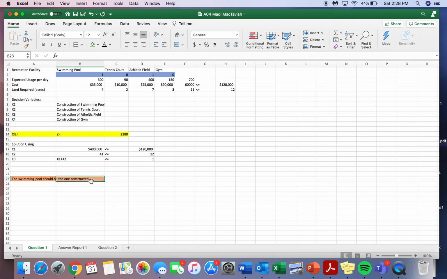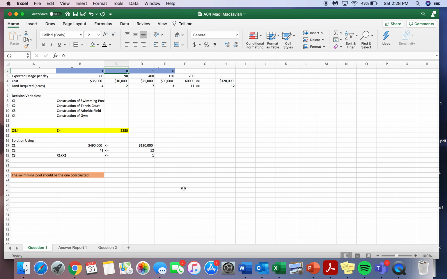But I did find that for my final answer, using that, the swimming pool should be the one constructed, because you can see up here in my blue cells that when I did my answer, it has a 1 beneath the swimming pool and a 0 beside the tennis court, and so on.